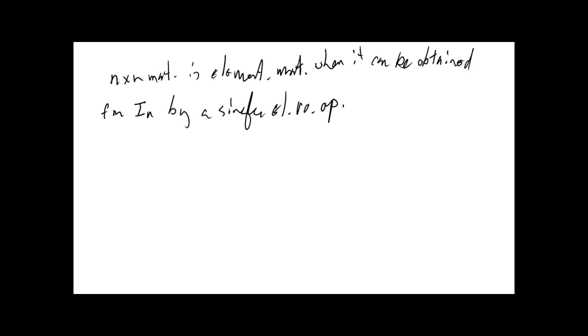So, and remember, an identity matrix is an elementary matrix because you can multiply any row by one, and you still get the identity matrix. So that is, by definition, an elementary matrix. So, example 1 says, which of the following matrices are elementary?